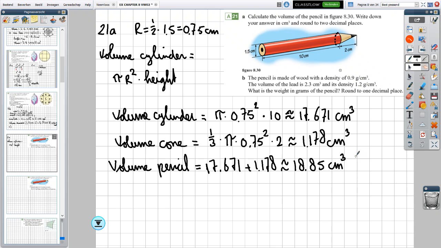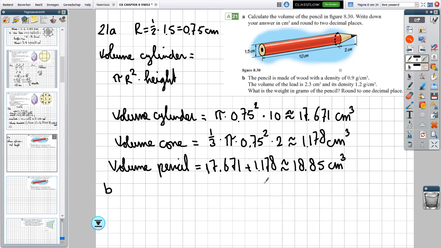Okay, at B. Should I do it right here? I can do it right here. I think that's nicer. The pencil is made of wood with a density of 0.9 grams per cubic centimeter. The volume of the lead is 2.3 cubic centimeters and its density is 1.2 grams per cubic centimeter. What is the weight in grams of the pencil? Round to 1 decimal place.